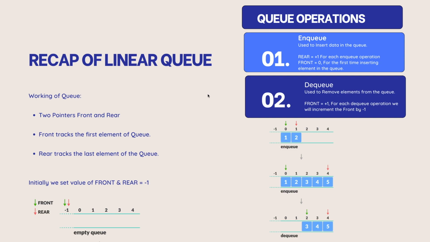One more point to remember is, when you are enqueuing any value inside the queue, you have to check whether the queue is full or not. If our queue is full, then we cannot insert any element inside the queue. And when we are dequeuing or removing any element from the queue, we have to consider whether the queue is empty or not. If our queue is empty, then we cannot remove any element from the empty queue.